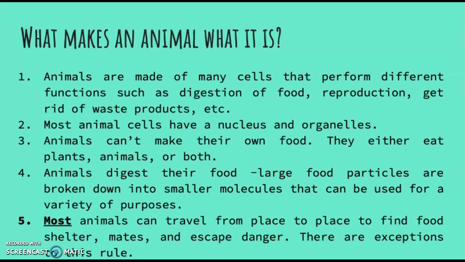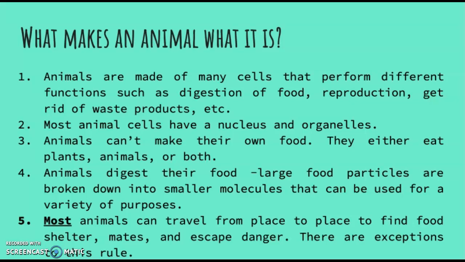Having cells that perform different functions. Not every animal has organs or organ systems, but their cells do things such as digest food, help with reproduction, and get rid of waste products that may harm the organism. The cells have organelles such as a nucleus, mitochondria, endoplasmic reticulum, ribosomes. They each perform different jobs such as controlling the cell, making energy, transporting nutrients and other molecules, and making proteins for us.